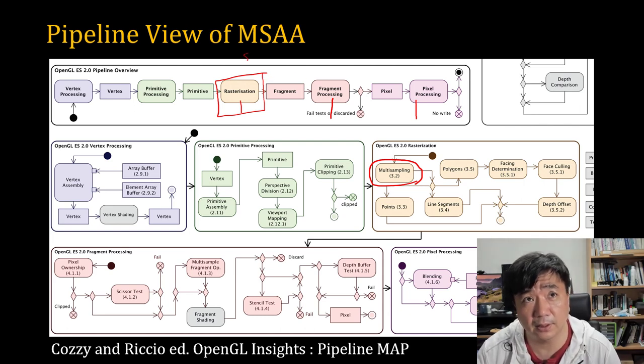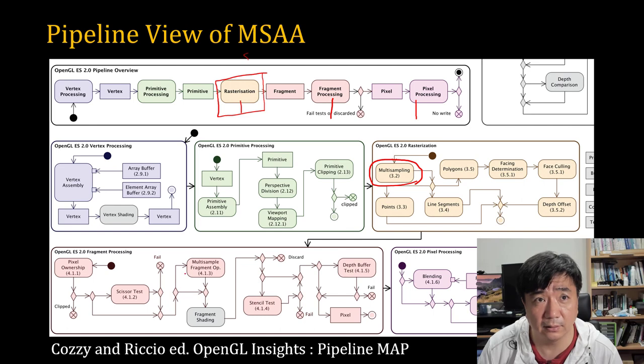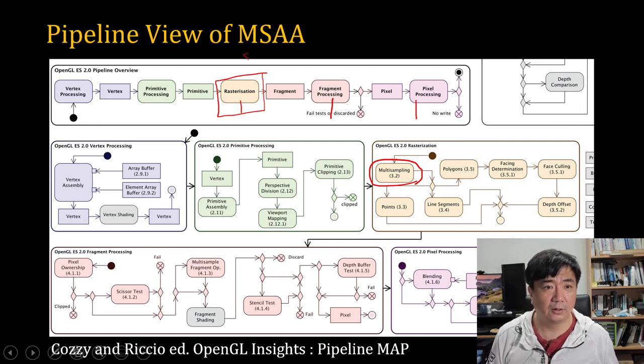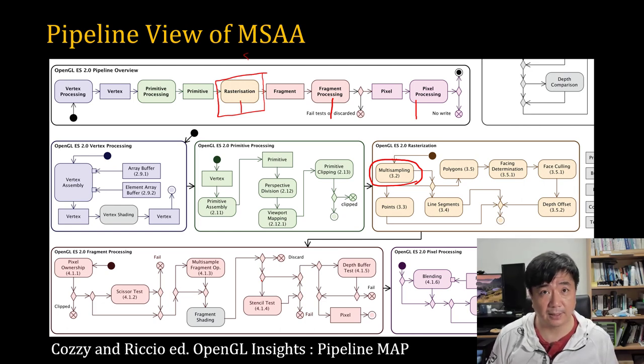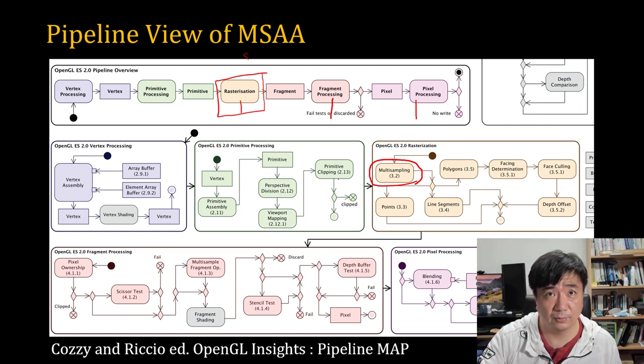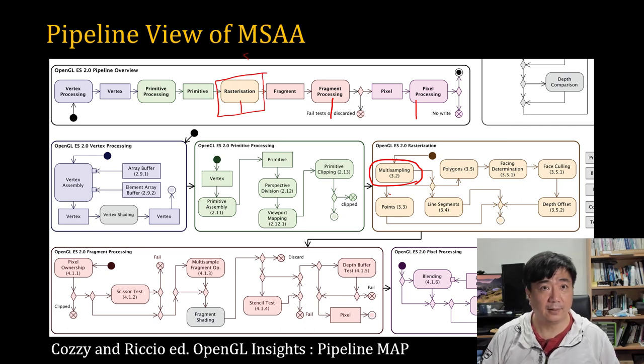But in case of super sampling, most of the other processing must be done with multiple samples. For example, depth testing and stencil testing must be done considering the samples. So it is much more huge, and much more computation is required for super sampling. But in our case, WebGL, maybe super sampling is possible in GPU, but in WebGL normally we use multi-sampling, okay?